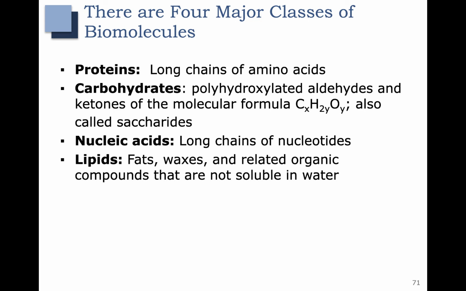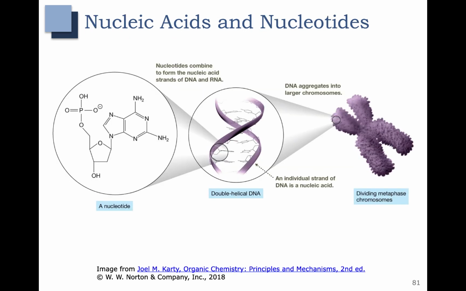Lastly, we're going to talk about nucleic acids. Nucleic acids are made up of nucleotides. A nucleotide consists of a sugar, a phosphate group, and a basic portion. Nucleotides are connected together to form DNA and RNA, and you can see an example of the DNA double helix shown here. DNA, of course, is going to aggregate into larger chromosomes.